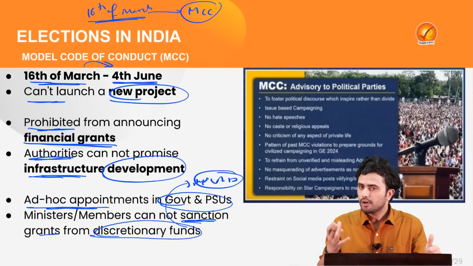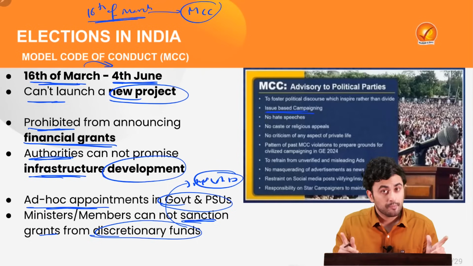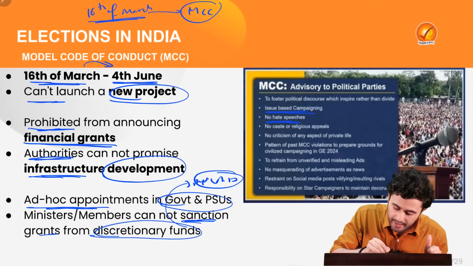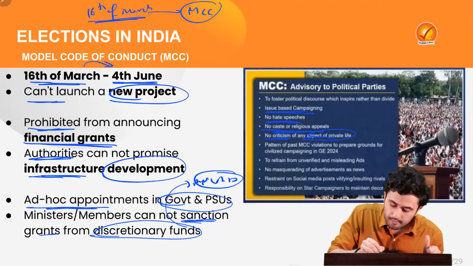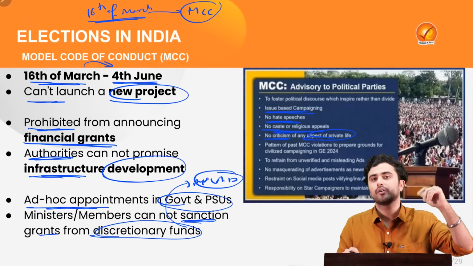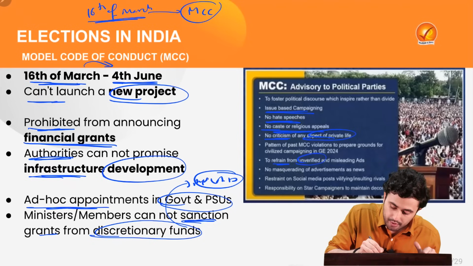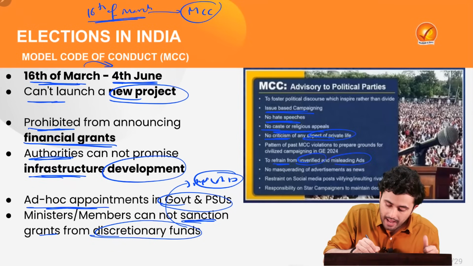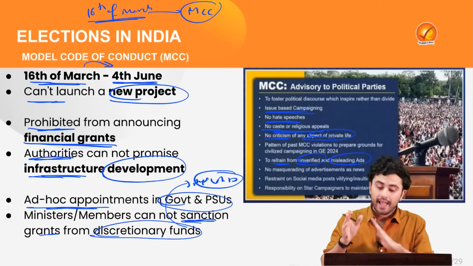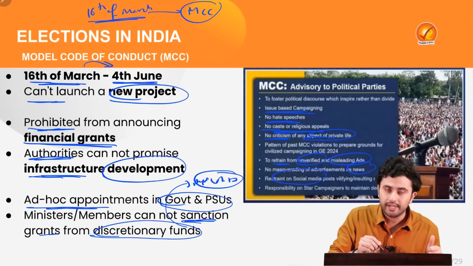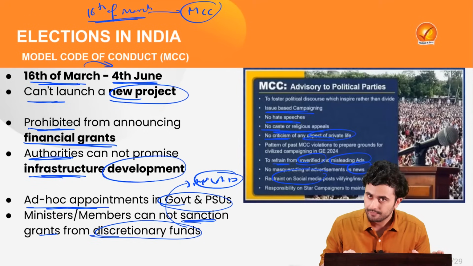At the same time, the Model Code of Conduct lays down several other provisions such as for issue-based campaigning, ensuring that there are no hate speeches or caste or religious appeals, or no criticism of any aspect of the private life of the candidate. At the same time, it directs the political parties to refrain from any unverified and misleading acts. Then the news channels and social media are also regulated to ensure unbiased reporting during the election period.